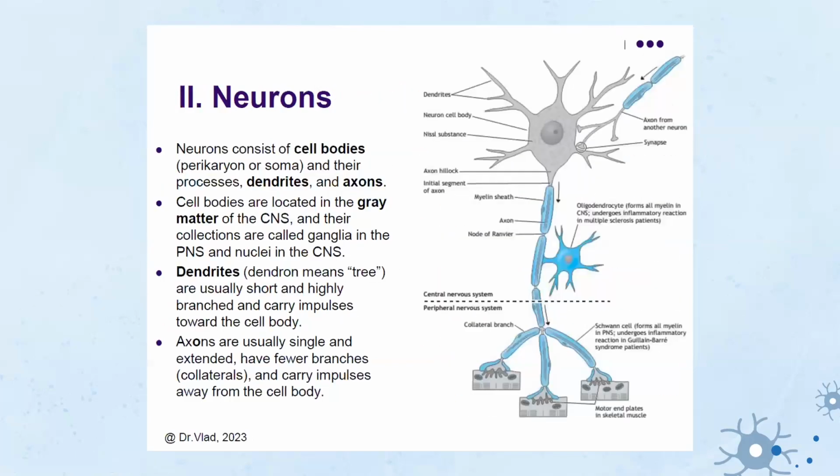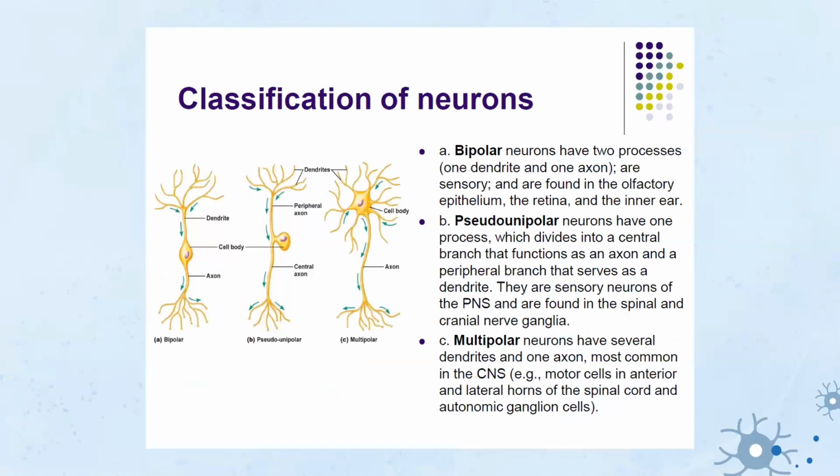Now the neurons can be classified into two classifications: anatomical classification and functional classification. In the anatomical classification, you can classify neurons into three types. Bipolar, meaning that it has two processes. One dendrite, this is the dendrite, and this is the axon.